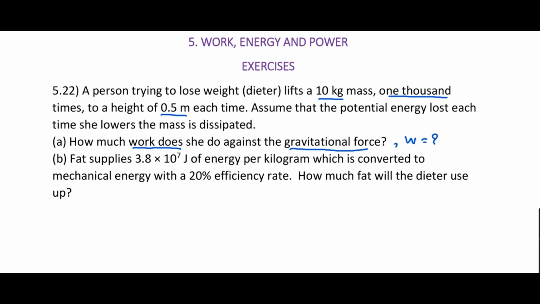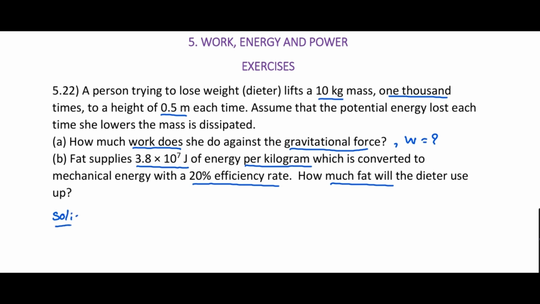Next, fat supplies 3.8 into 10 power 7 joule of energy per kilogram. That means 1 kilogram of fat supplies 3.8 into 10 power 7 joule, which is converted into mechanical energy with 20% efficiency rate. How much fat will the dieter use up? That means the amount of fat consumed or melted we need to find out.